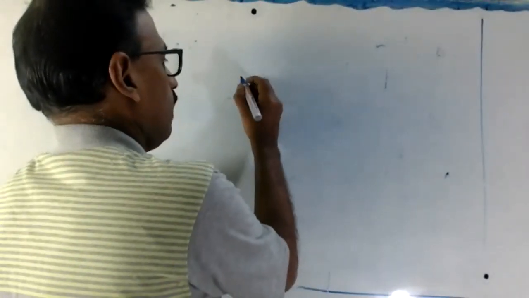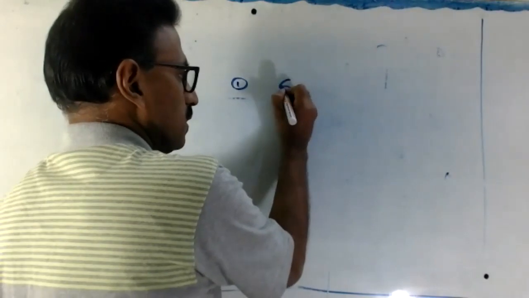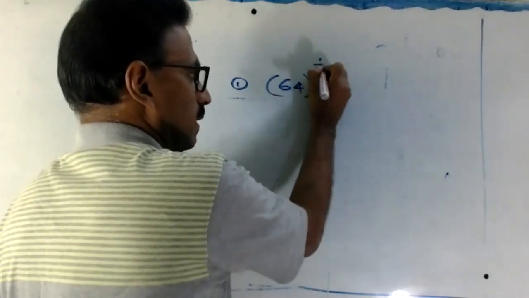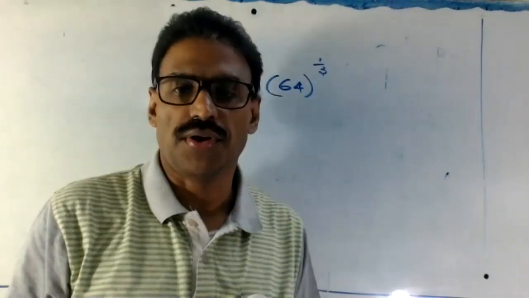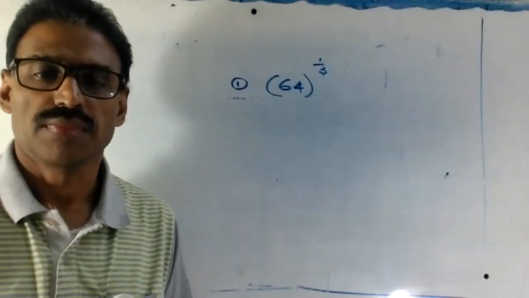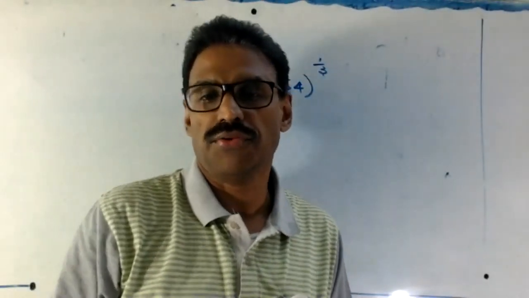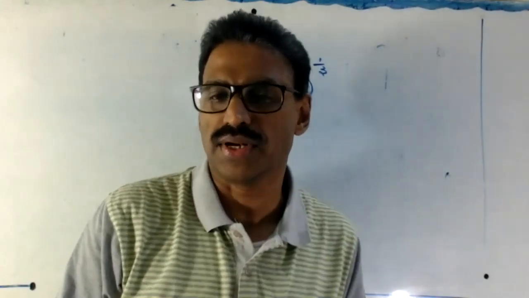Question number 1. First 2, 3 questions I'll show here. 64 raised to 1 by 3. If you are smart, you can find out which number multiplied 3 times will get 64.